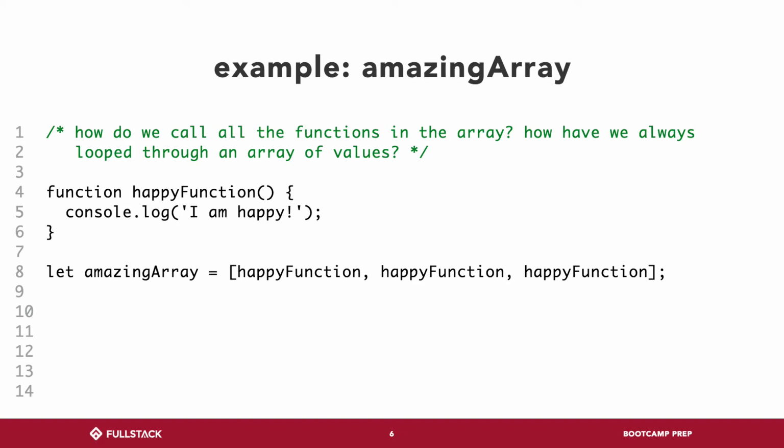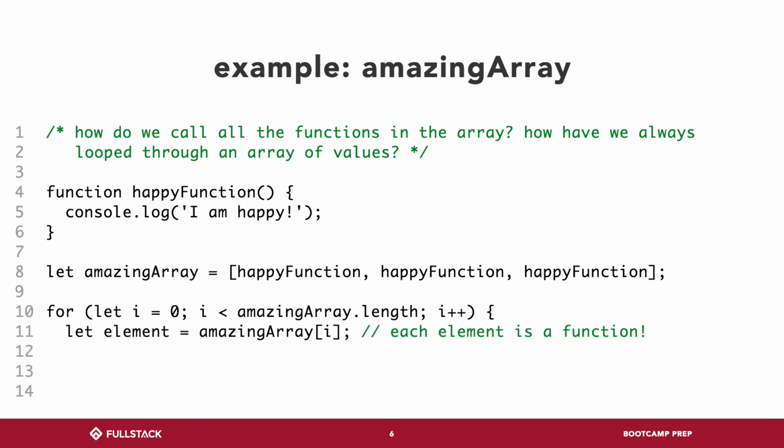So we have happy function. How would we call all the functions in the array? We kind of went over this, but we could just loop through. And then after you did this, how would you call that? You just do element parentheses and you've called it.